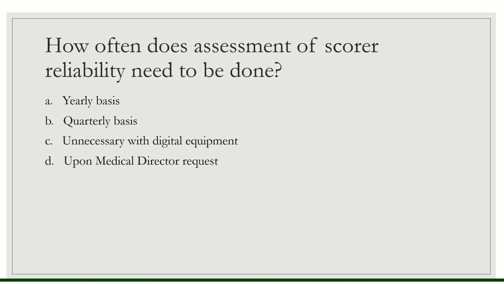How often does assessment of score reliability need to be done? Quarterly. Score reliability is your ISR. Even though they call it interscore reliability, the book says scorer reliability. It's one and the same. It needs to be done on a quarterly basis. You all do it more often now because you're in school, but once you become techs, you probably have to do it about every 3 months.